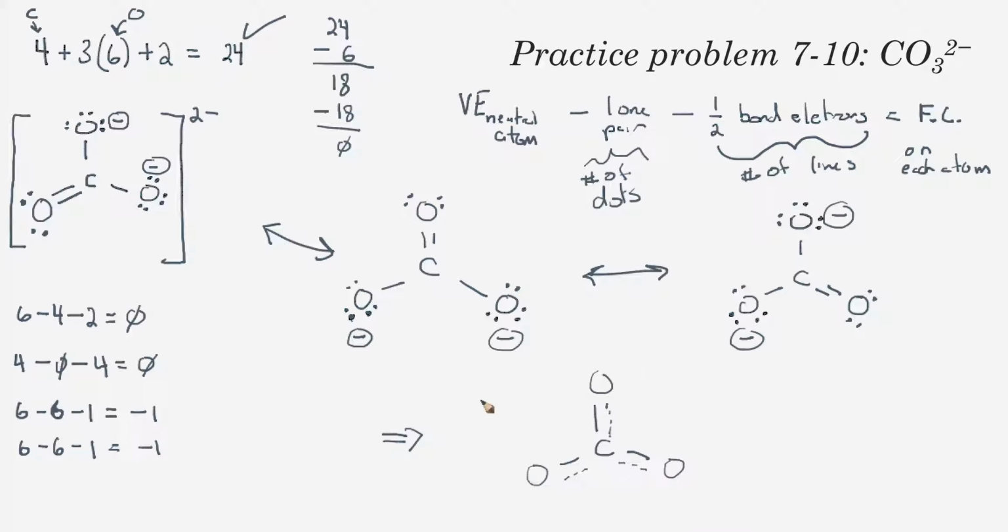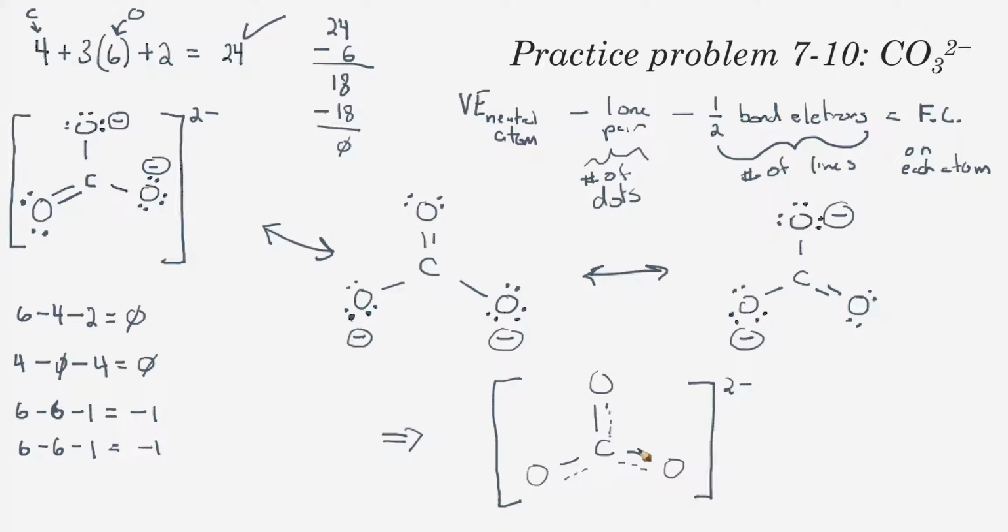And so for our resonance hybrid, what we would say is that we have three identical oxygen atoms, with three identical kinds of bonds. The bonds are not single bonds and they're not double bonds. They're somewhere in between, and the whole thing has a -2 charge. And this is what we expect our actual real picture of this ion to be like.